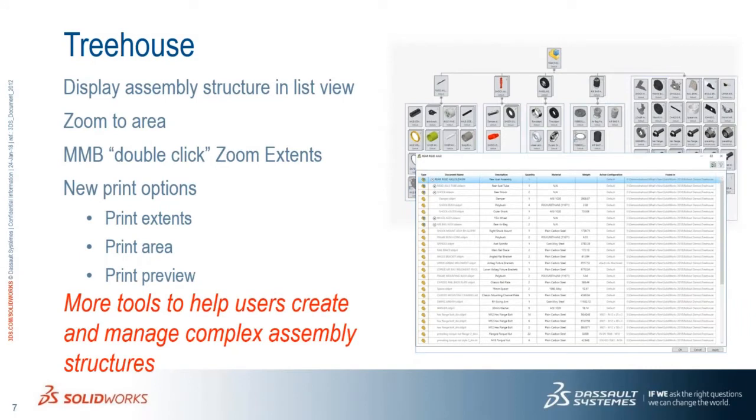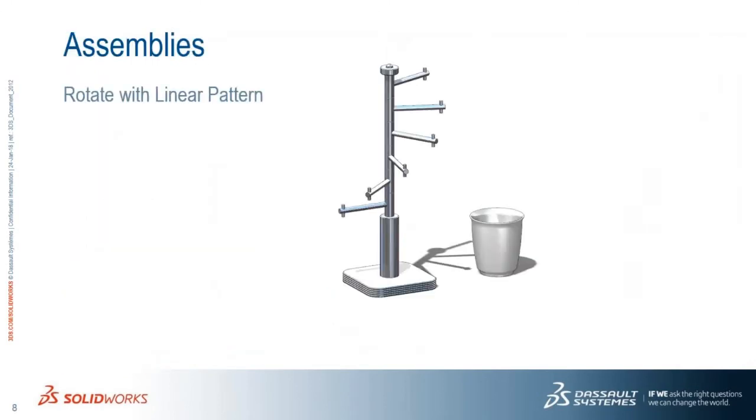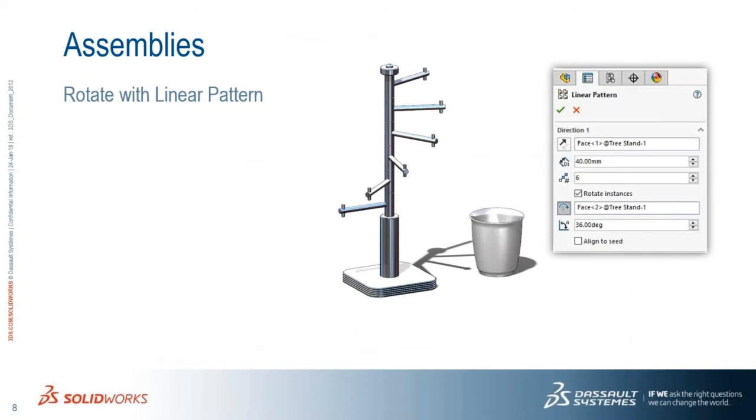So we saw that we could very easily zoom to an area, and also any addition or deletion or any changes that have to be made in the list can be easily done by double clicking. And there are a few new options in the print as well. So all these are a great new enhancement in Treehouse 2018, and this will make you even more productive in managing your assembly structure.